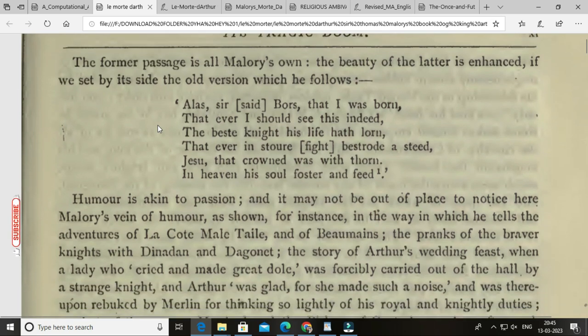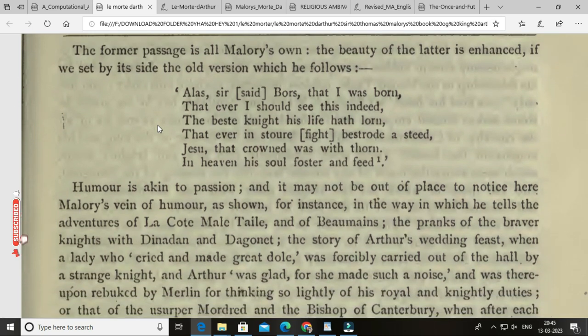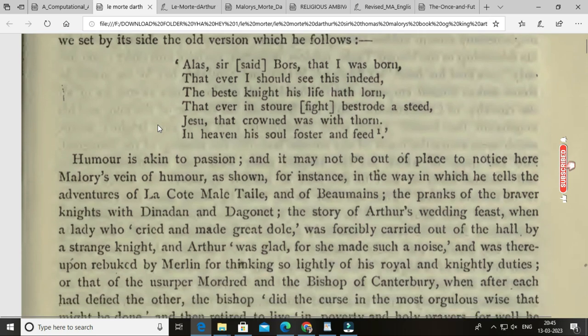Alas, boys, that I was born, that ever I should see this. Indeed, the best knight his life hath lorn, that ever in stour bestrode a steed. Jesu, that crowned with thorns, his throne in heaven his soul foster and feed.